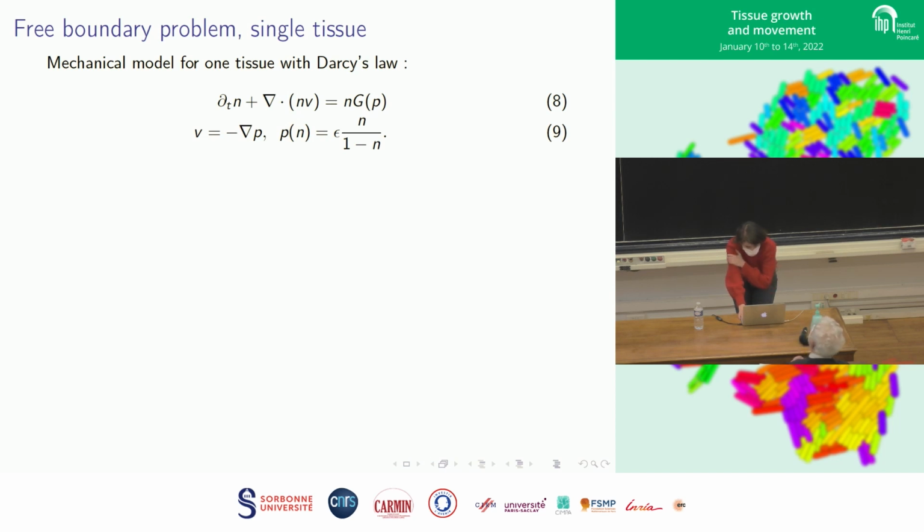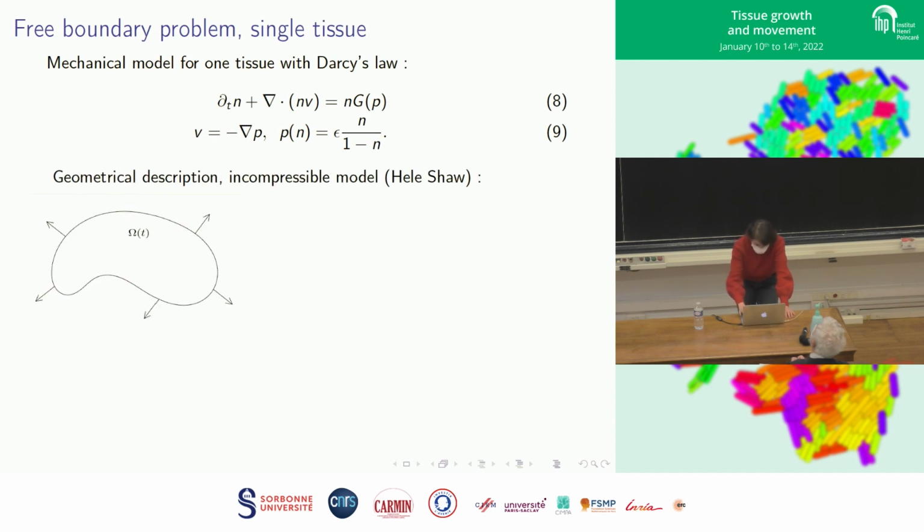Okay, so after this comment, just to simplify, I go back to Darcy's law. So I have this description, one equation for n and one equation for v with my singular pressure. And I also mentioned another description, which is a geometrical description of the same situation.